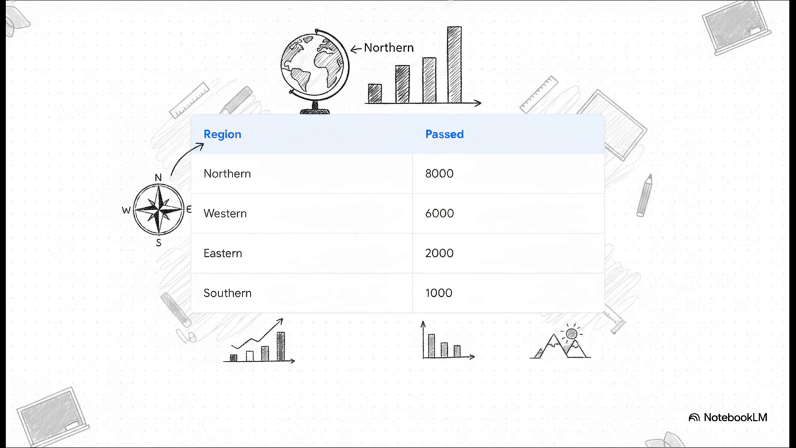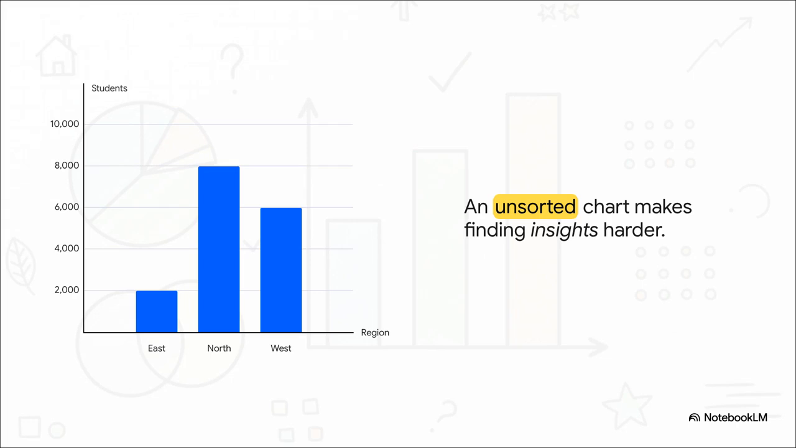Let's say an education board releases the number of students who passed in different geographical regions. Northern has 8,000, Western 6,000, Eastern 2,000, and Southern 1,000. Now, if we just plot a standard bar chart based on a totally random region order, it honestly looks like a jagged, messy city skyline.